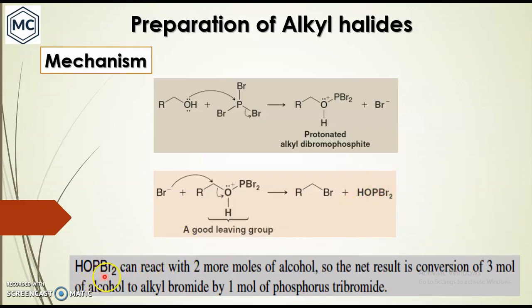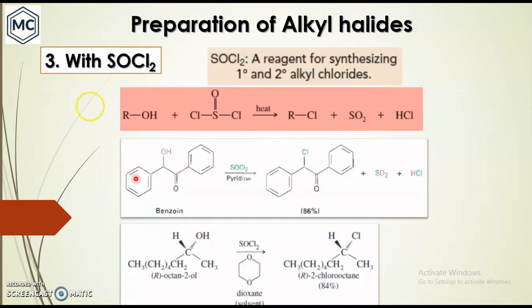So here, HOPBr2 can react with two more moles of alcohol, so that the net result is the conversion of 3 moles of alcohol to alkyl bromide, even by 1 mole of phosphorus tribromide. And third case, preparation of alkyl halide by using thionyl chloride. As I discussed already with you, thionyl chloride can also act as a reagent for synthesizing mainly primary and secondary alkyl halides. This is the general scheme. Alcohol with thionyl chloride gives alkyl halide.